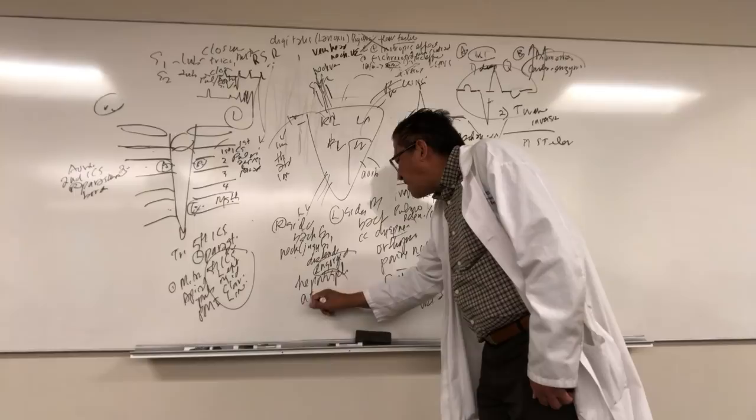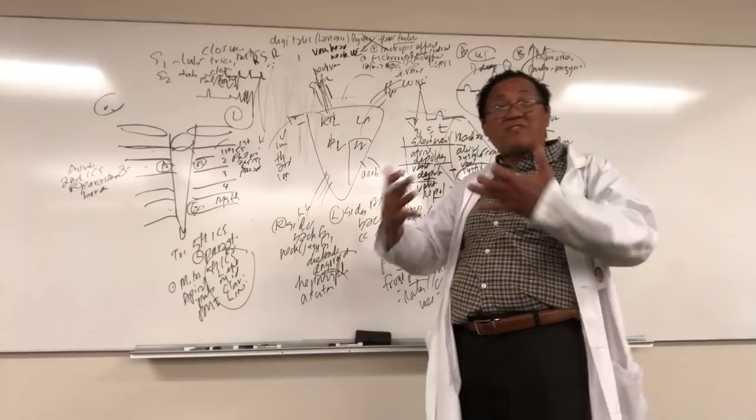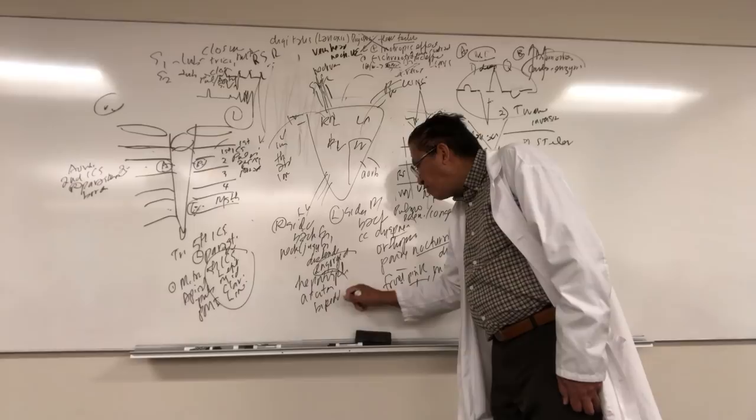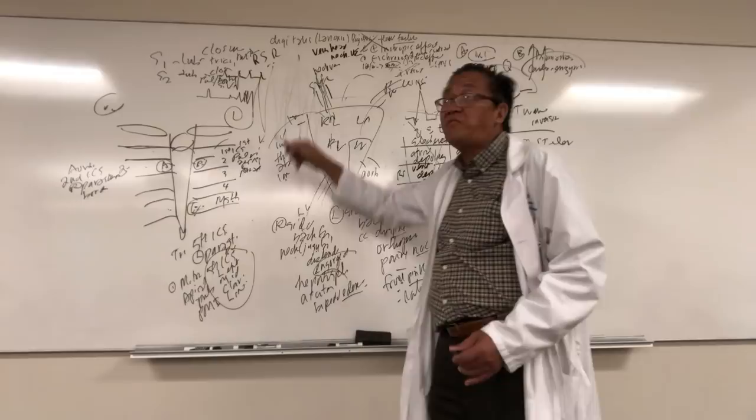What about ascites? What is ascites? A lot of fluid in the peritoneal cavity, then you have ascites. What else? You have bipedal edema. Why? Because the blood goes back to the legs from the inferior vena cava. Do you understand?